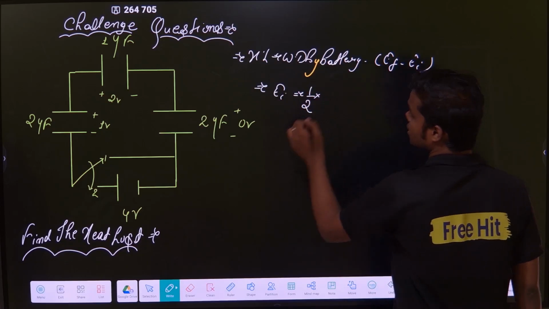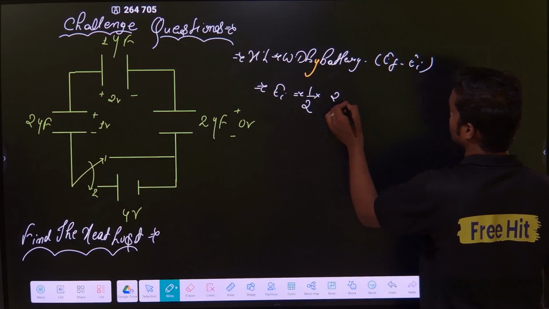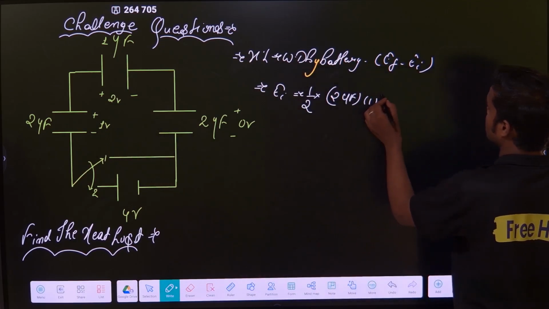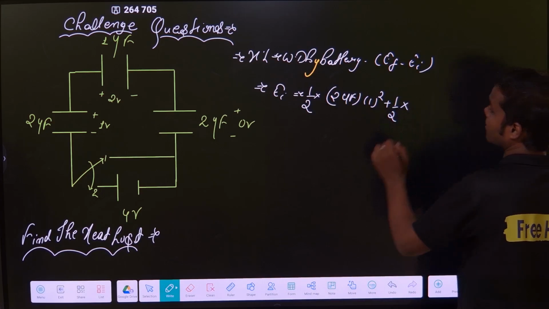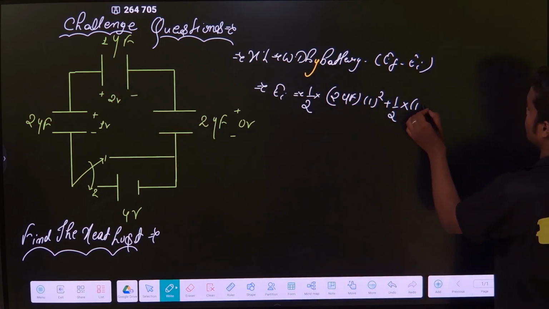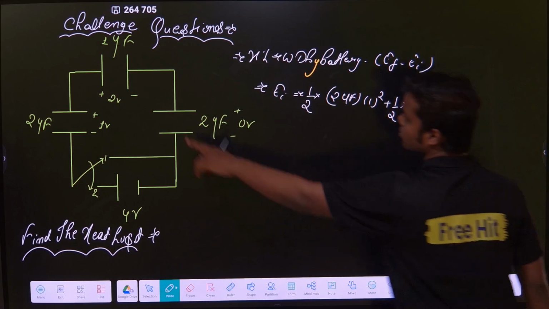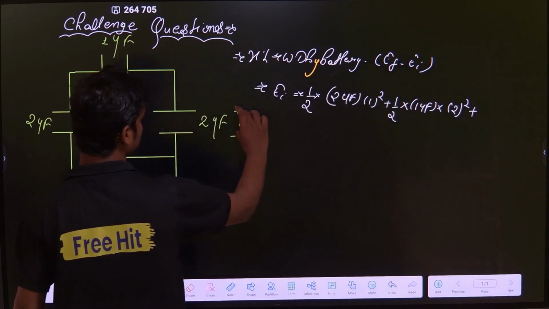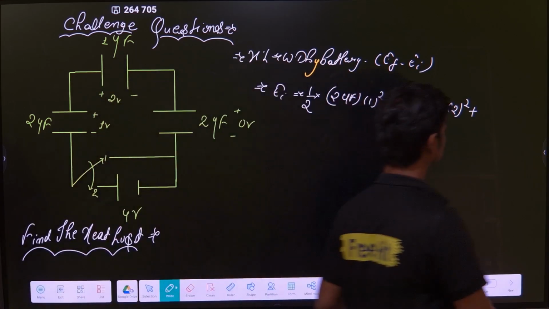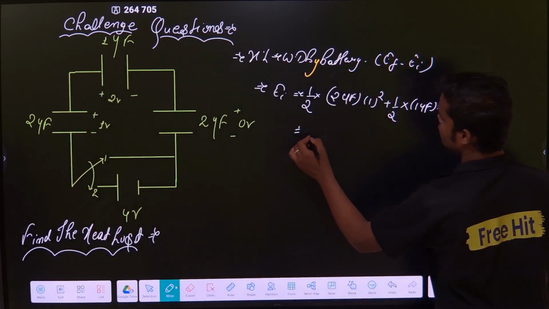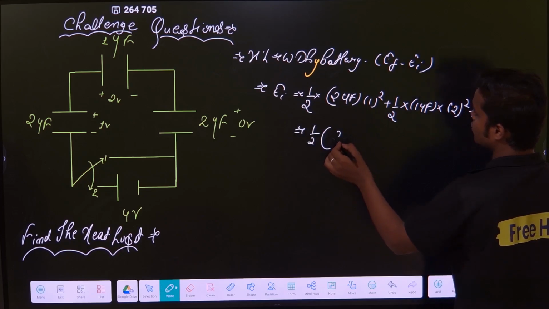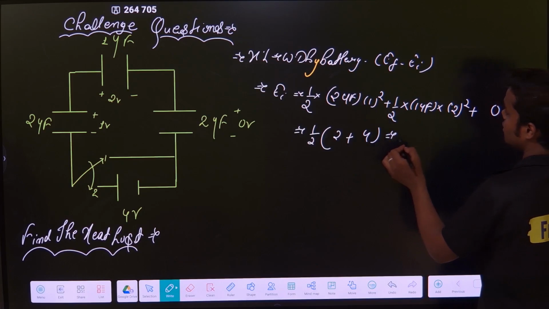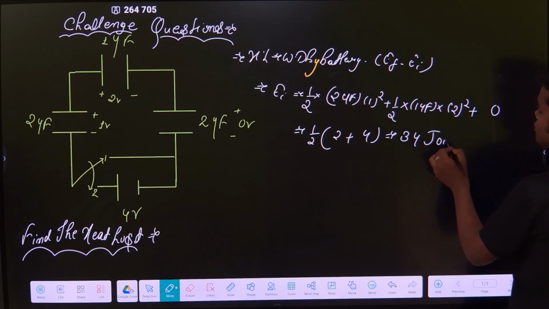Half, what is the capacitance value? 2 microfarad, half C, what is the voltage? That is 1 volt, plus half, what is the capacitance? That is 1 microfarad into 2 volt. And you can see there is no need to write this because the voltage is 0, so the energy stored will be 0 for this. So I can directly write 0 here. If you solve it, how much will you get? You will get 2 plus 4, that is 6, so 3 microjoule is the initial energy, correct?